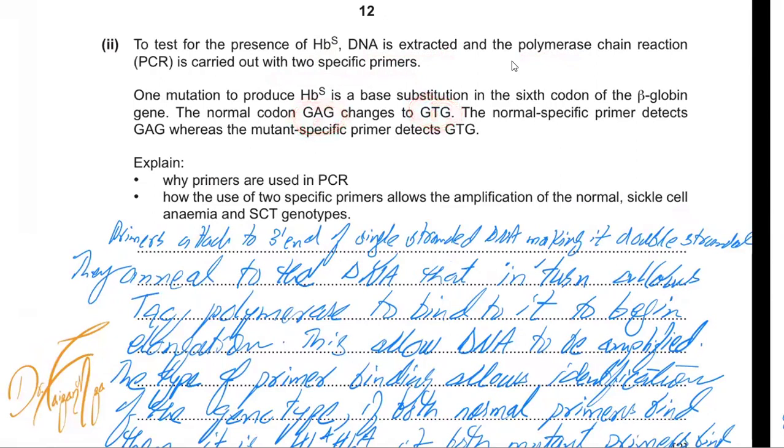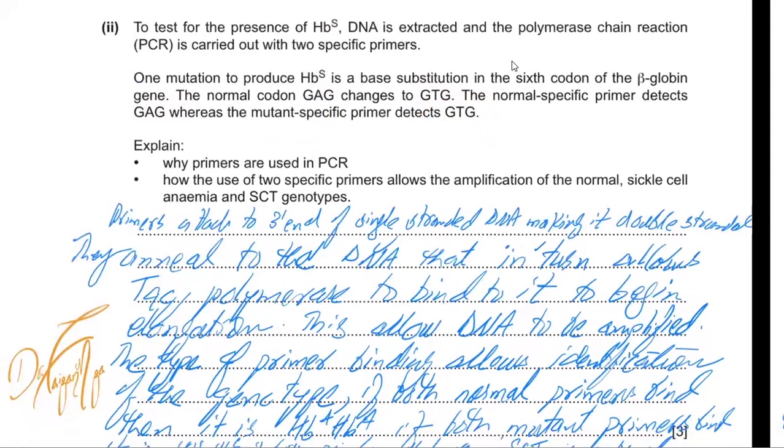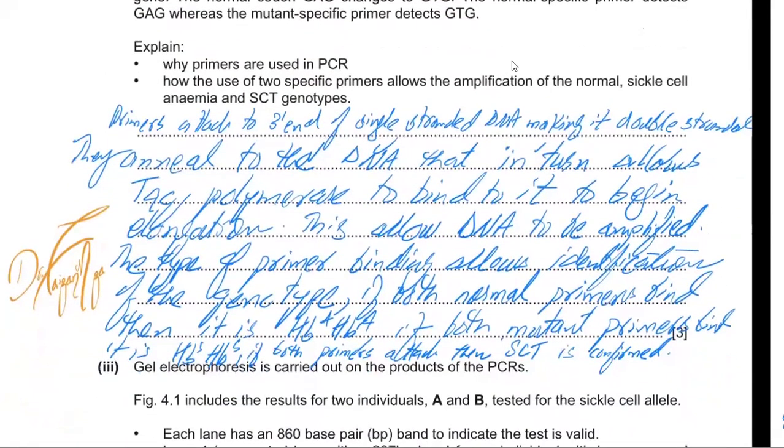The normal specific primer detects GAG, whereas the mutant specific primer detects GTG. So two specific primers are there. One can detect the normal codon and the other detects the abnormal codon. Explain why primers are used in PCR. Okay. How does the use of two specific primers allow amplification of the normal, sickle cell anemia and SCD genotypes? What do the primers do?